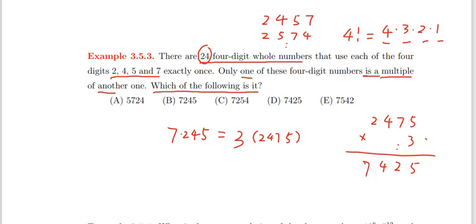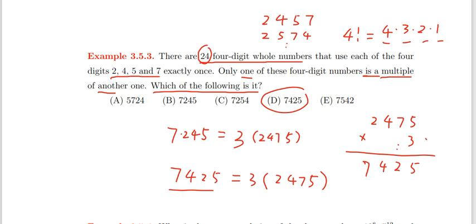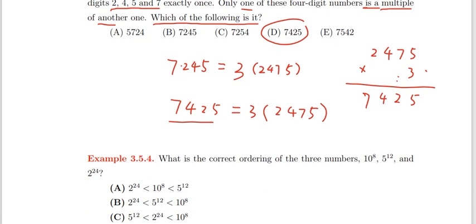Oh, we found it. Okay, so we know this number 7, 4, 2, 5 equals 3 times 2, 4, 7, 5. So this number should be this. Such a problem is just checking our observation. We just try this, try that. No formula, right? Actually no need for math skill. Just try, check this, check that.